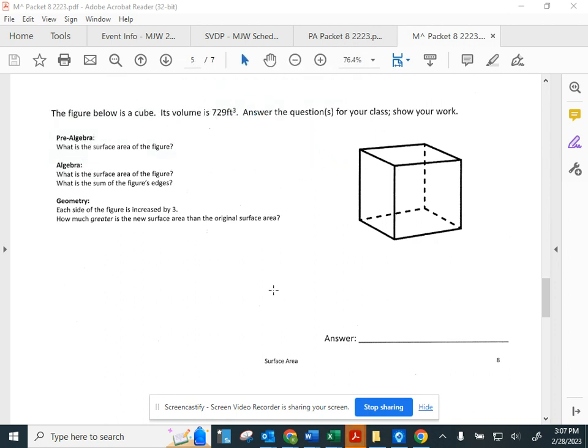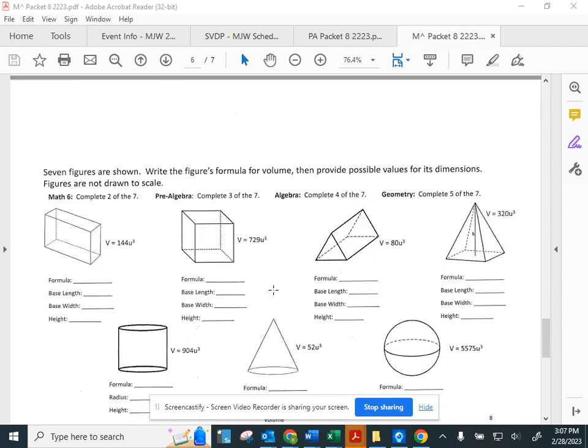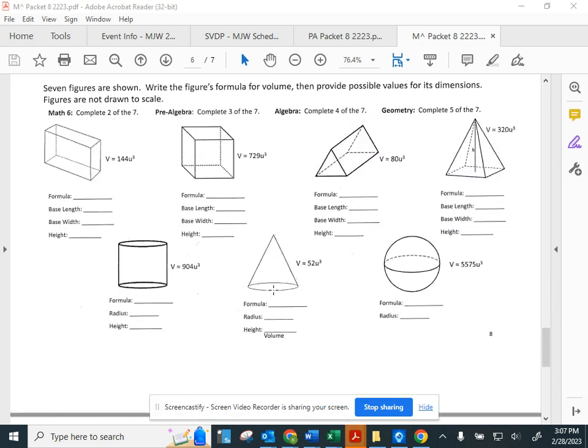Next page, we have, oh, good geometry page. We have 7 different shapes, 7 different figures are shown. Write the figure's formula for the volume, then provide possible values for its dimensions. Figures are not drawn to scale. So Math 6 needs to find for 2 of these 7. I'm going to write down the formula for each one.